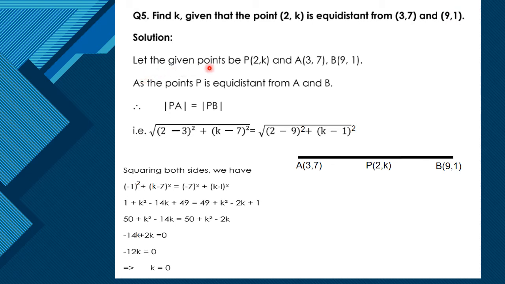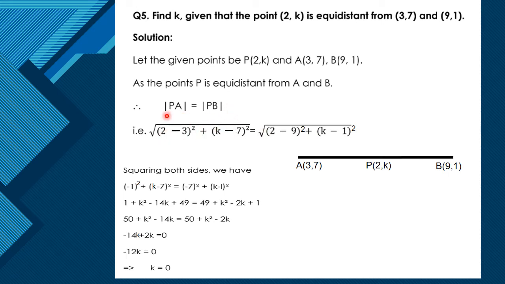Let us name the given points: P with the coordinates (2, k), A with the coordinates (3, 7) and B with the coordinates (9, 1). As P is equidistant from the points A and B, as you can see in the figure, it means the distance PA should be equal to the distance PB. So here we just have to apply the distance formula to find the distances PA and PB.